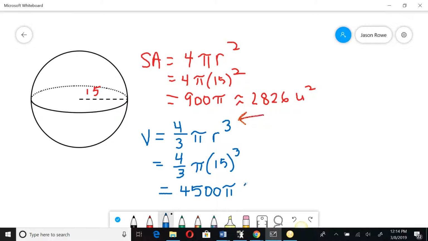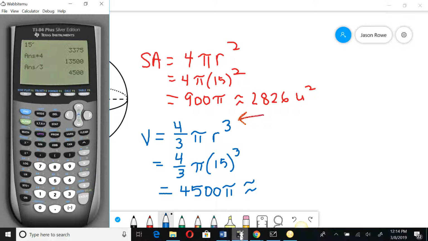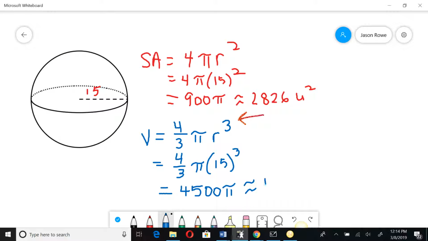But if you're one of those that is determined that 3.14 means pi, remember it doesn't, it's an estimate, then go ahead and multiply by 3.14. And you're going to get a big number like 14,130. And this would be units cubed. So there is the surface area and volume for any sphere.